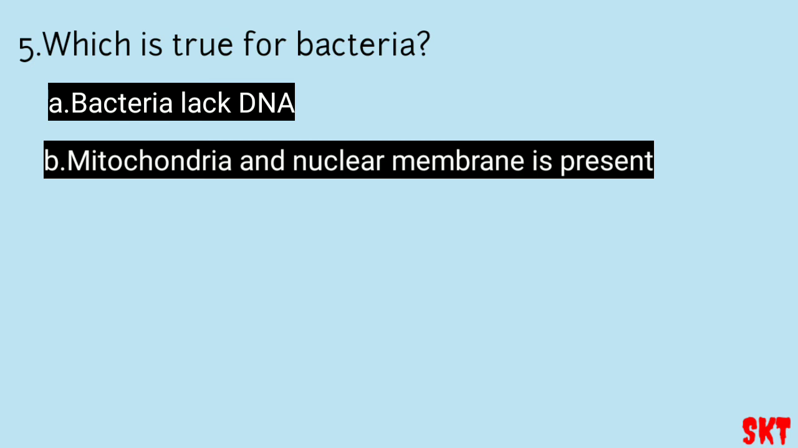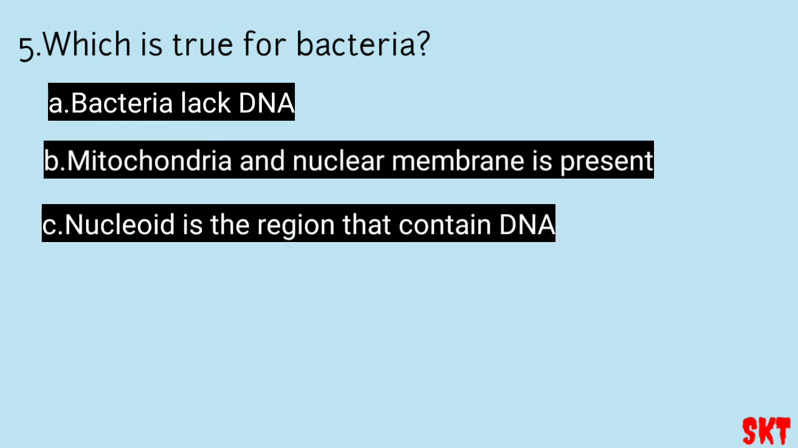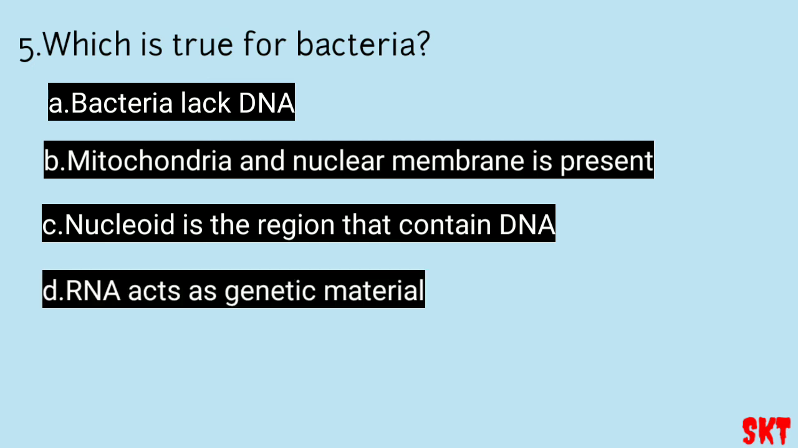And option C, nucleoid is the region which contains DNA and it's true in case of bacteria. And option D, RNA acts as genetic material. It's not true because DNA acts as genetic material in both prokaryotes and eukaryotes. So the correct option is C.